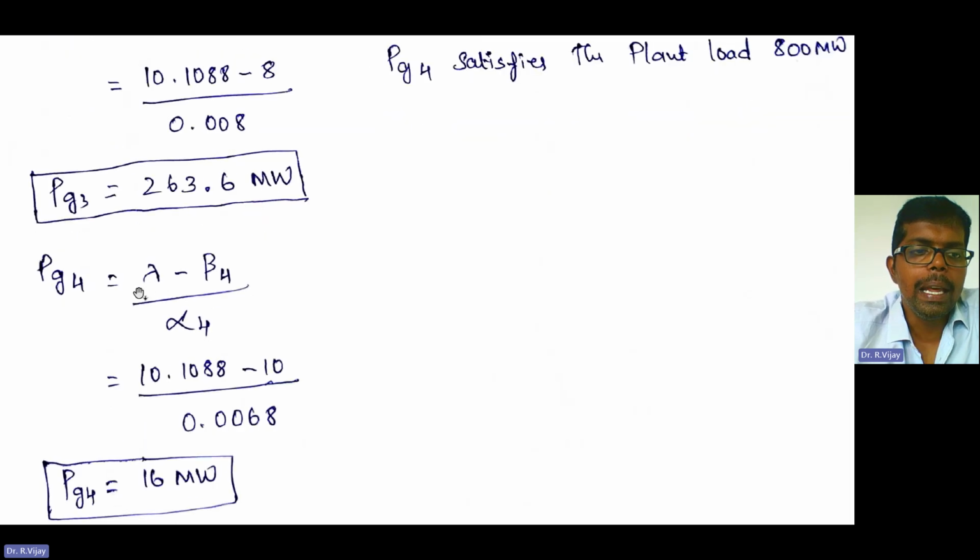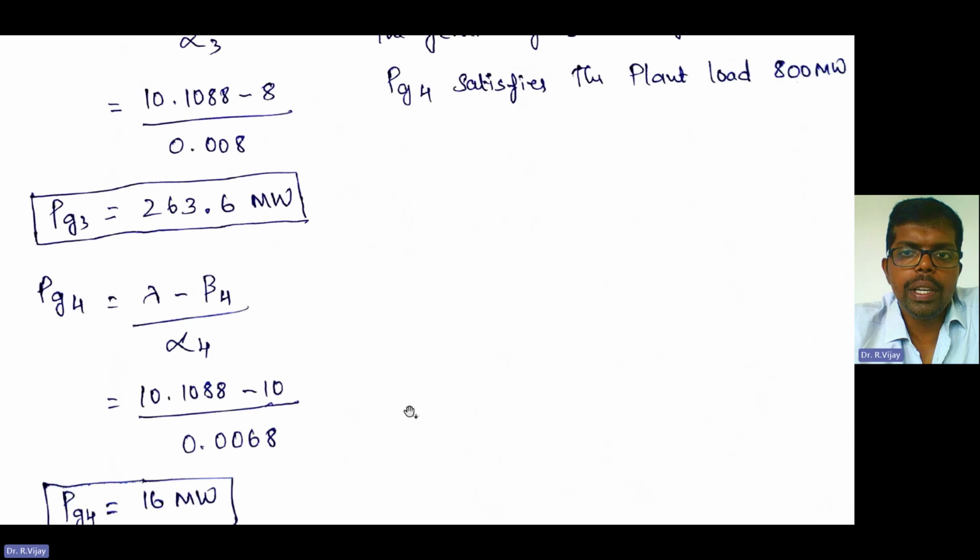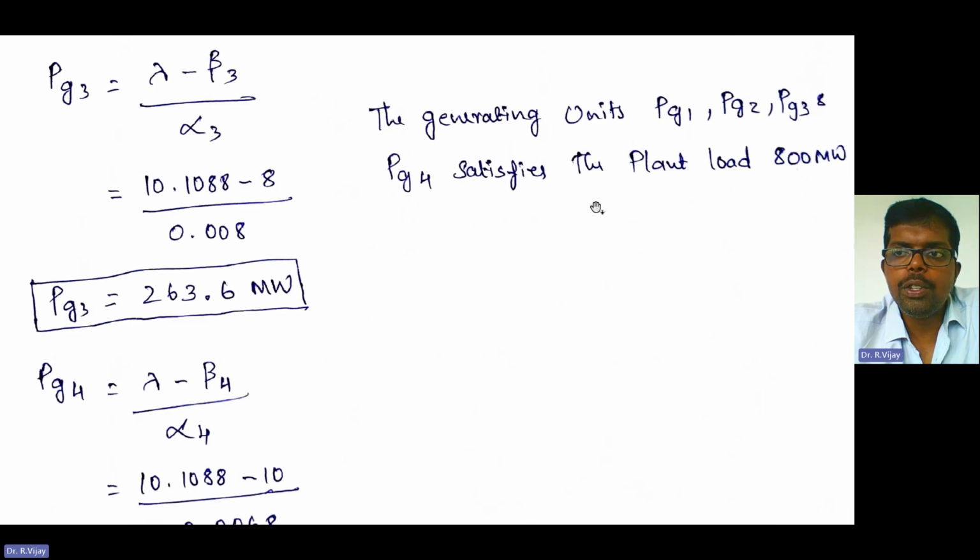Next, similarly PG4. PG4 is equal to lambda minus beta 4 divided by alpha 4. So lambda, 10.1088, minus beta 4, which is 10, divided by alpha 4, 0.0068. We are getting the answer as PG4 as 16 megawatt. Now, generating units PG1, PG2, PG3, and PG4 satisfy the plant load of 800 megawatt. If you add all these, we are getting 800 megawatt.